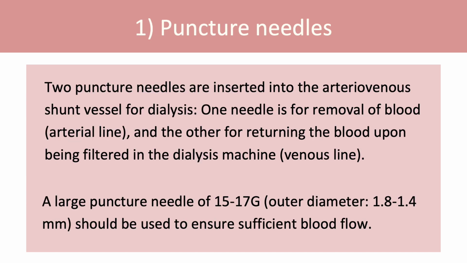The first component is the puncture needles. When dialysis is performed, blood is removed from the patient's blood vessels and returned to the body after the blood is purified in the dialyzer. Therefore, two puncture needles are used for dialysis, one for blood removal from the artery and the other for returning the purified blood into the vein. The puncture needle used in dialysis is a large 15 to 17 gauge needle to ensure sufficient blood flow.